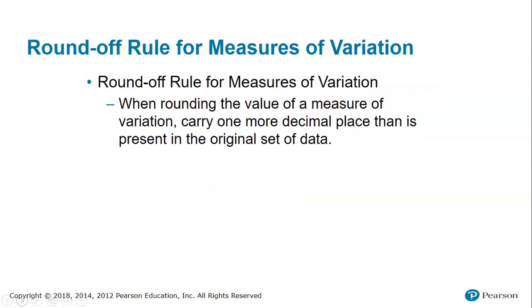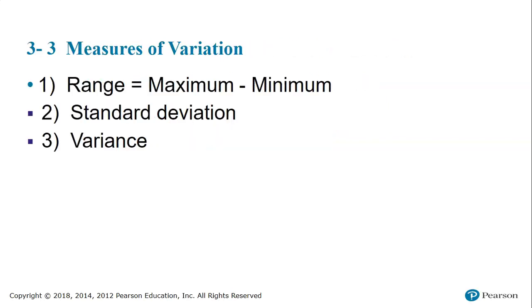Okay, as far as rounding rules for variation, it's actually the same rounding rule that we looked at in the last section, and that is that you want to carry your answer one more decimal place than is present in the original data set. So if you have two decimal places showing in your data set and you have to give some type of variation, whether it's standard deviation or variance, you would carry that to three decimal places. So it's one more than whatever's present in your data set.